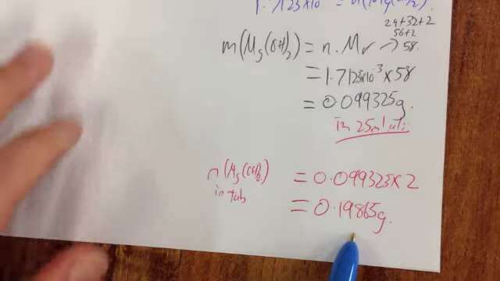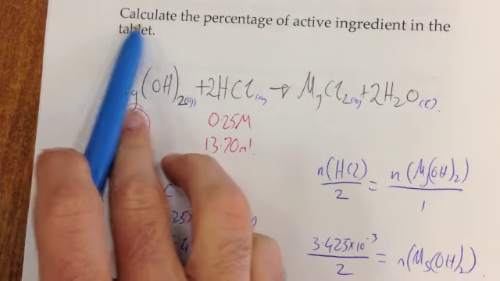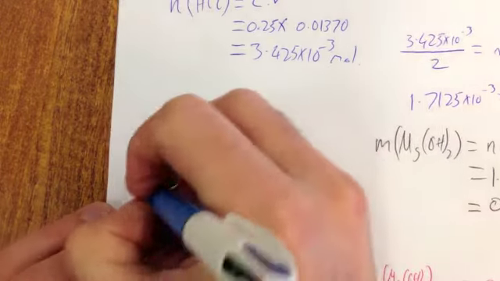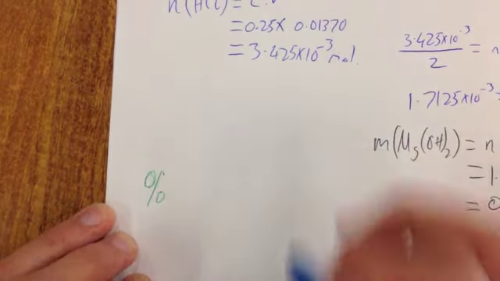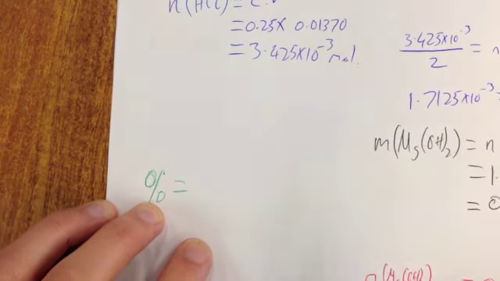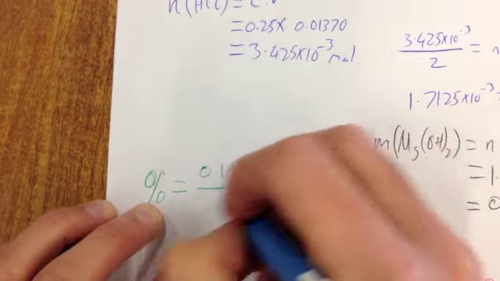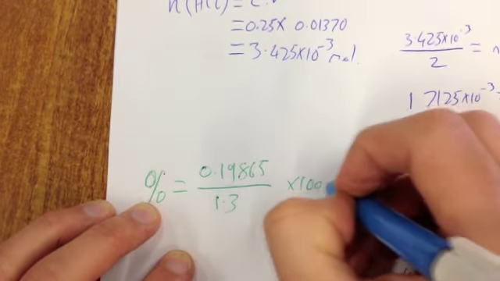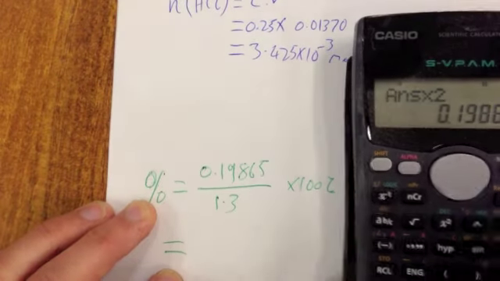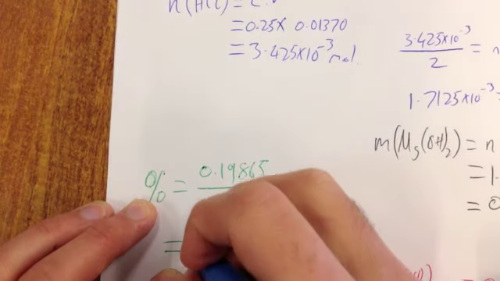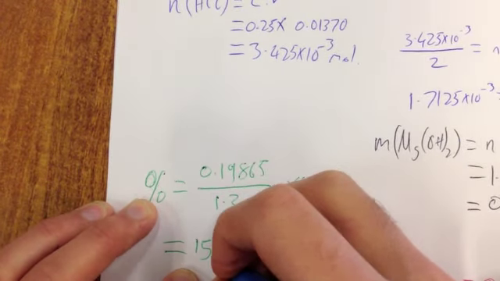Is this what my question asked me? No. My question asked me for the percentage of the active ingredient in the tablet. My tablet weighed this much, so I'm going to go percentage equals 0.19865 divided by 1.3 times 100%, and I'll get my percentage. Divided by 1.3 equals that, times 100%, 15.28%.